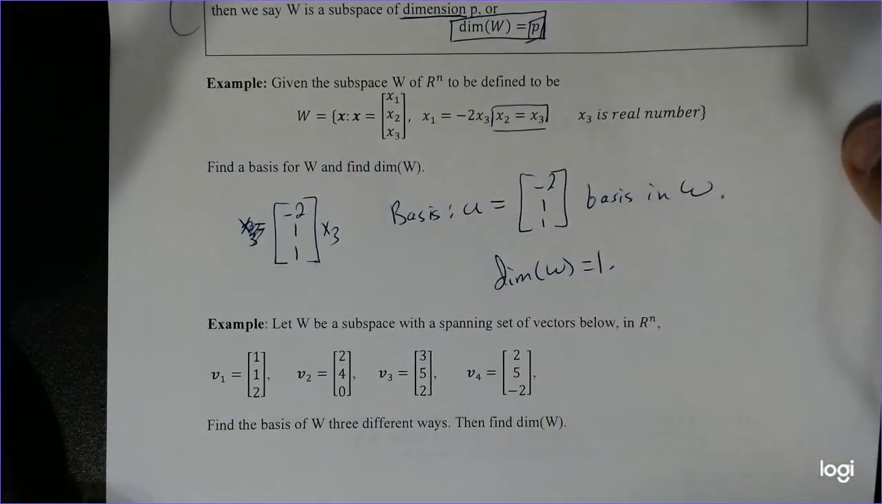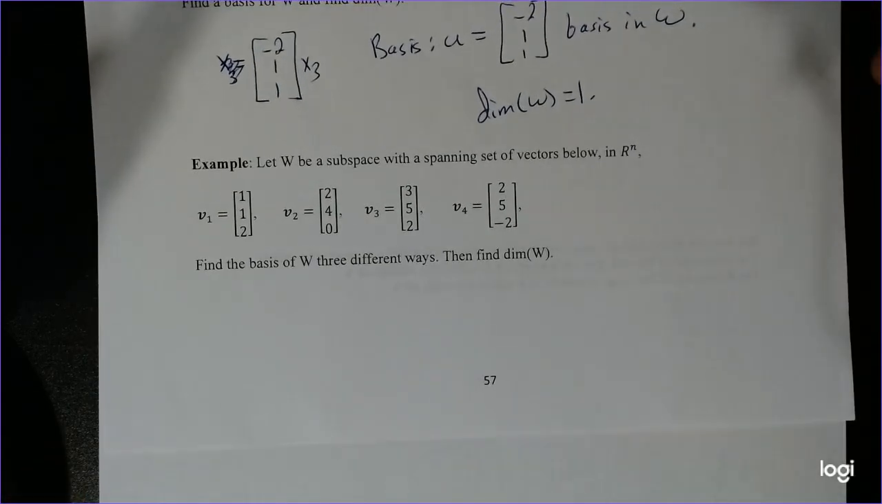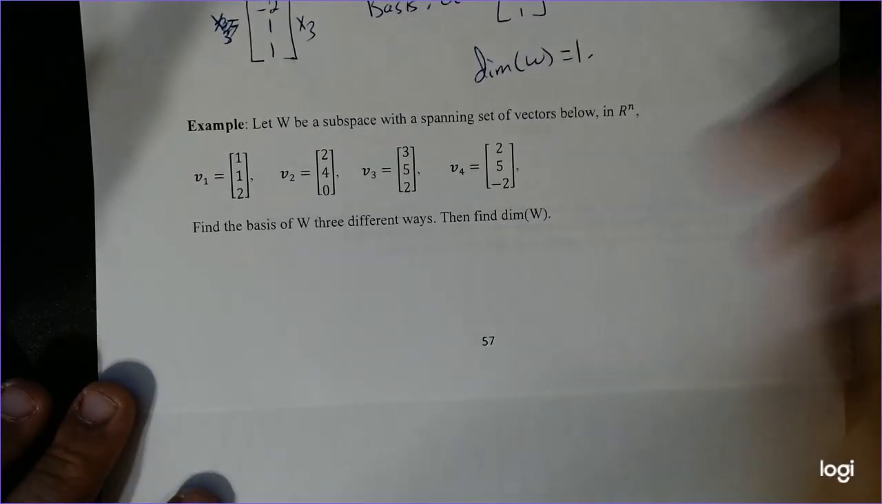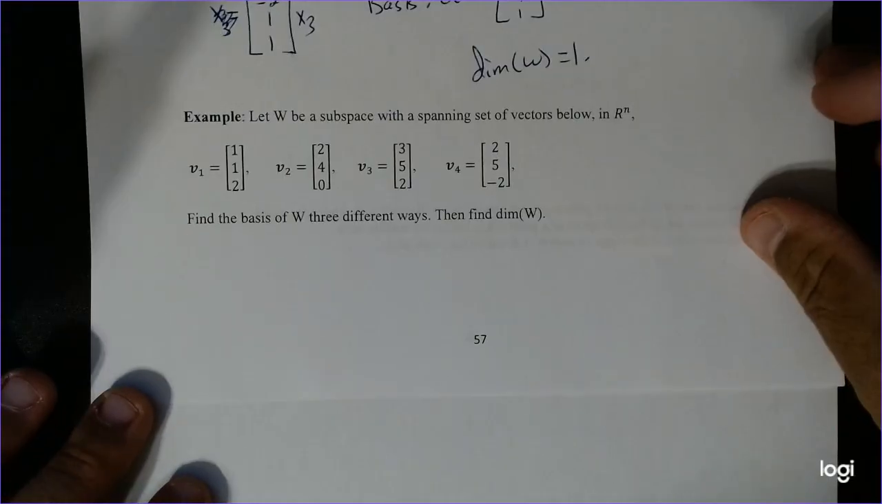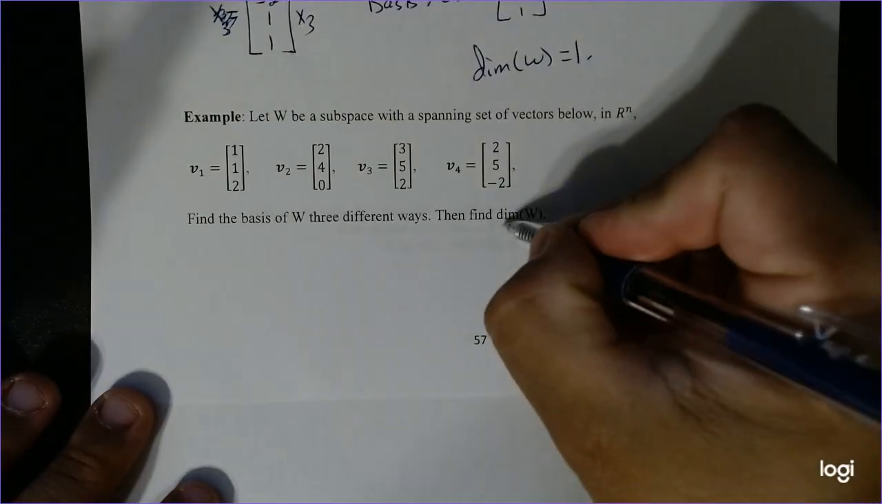Well, how do we actually want to find the basis, like we did last time? What we're going to do is find it in 3 different ways, so 3 of the 4 different ways to find bases. So let W be the subspace with a spanning set of vectors in Rn. Find the basis of W 3 different ways, and then find the dimension of W.